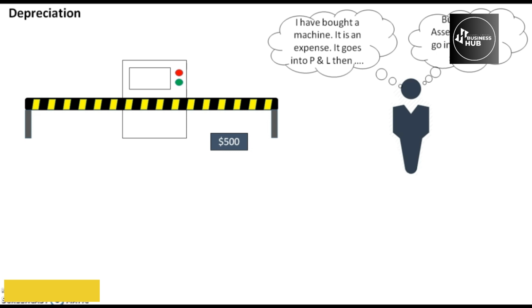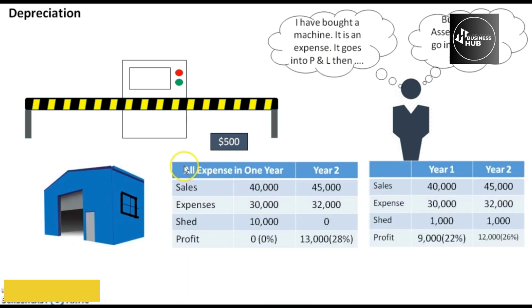How is an asset recorded in the P&L statement as well as in the balance sheet? To explain that, let me give you an example. Suppose you have purchased an industrial shed for $10,000 for your company. In the first case, you have recorded all the expenses of the shed in a single year. What happens? Suppose you have made sales of 40,000 and you have other expenses of 30,000 and you have purchased the shed for 10,000, then the profit that your company had in that particular year will be 0%.